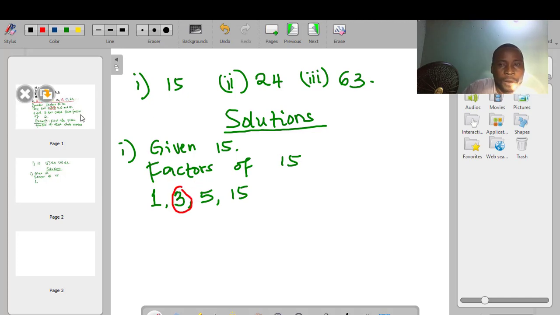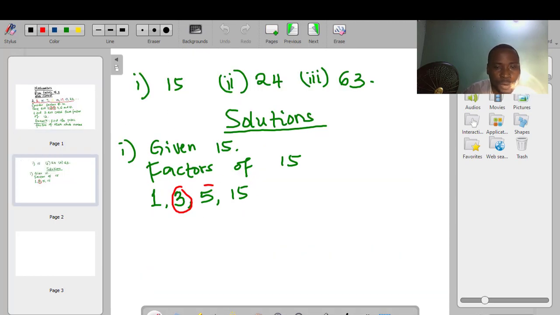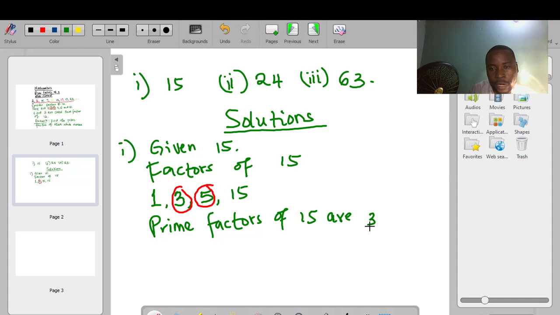Remember our list. The list we are working with is this list of prime numbers. Look at 3. 3 is in that list. And 5 is also in that list. That means 5 is also prime here. So the prime factors of 15 are 3 and 5.